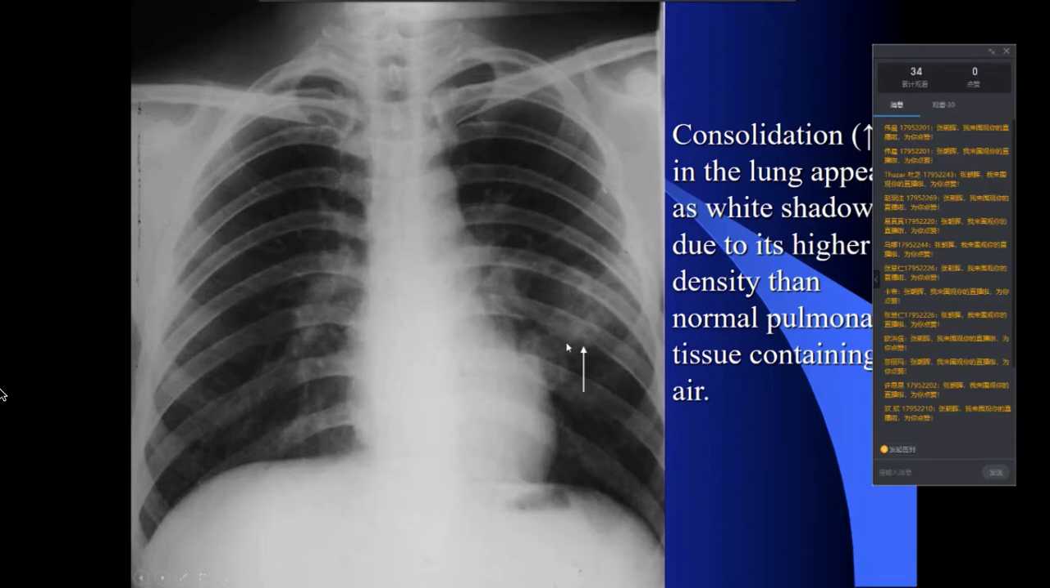The area indicated by the arrow is a lesion of consolidation in the left lung field. Airspace of this region of lung is filled with inflammatory exudate. Its density is higher than the normal pulmonary tissue containing air, and the detail of this lesion is well displayed, although it's covered by the ribs, because the high voltage is used.